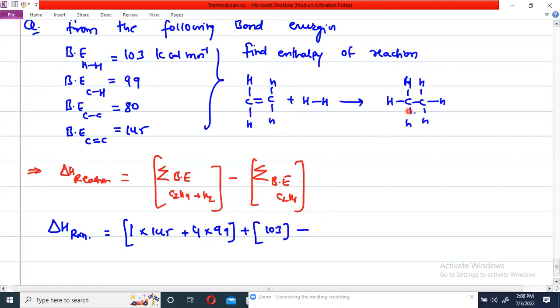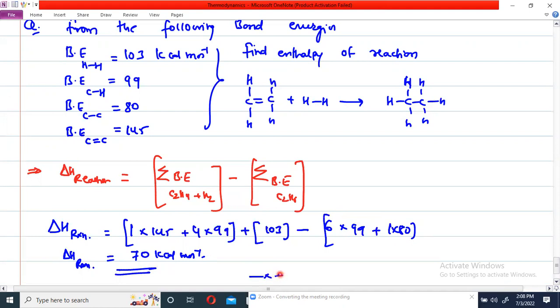Minus C2H6. How many CH bonds are there? 1, 2, 3, 4, 5, 6, and CH bond energy 99, plus how many C single bond C? Only one, bond energy 80. You can solve it. You will get heat of reaction is 70 kilocalorie per mole. So this is the complete part of heat of reaction.